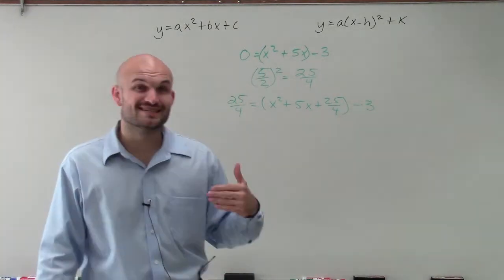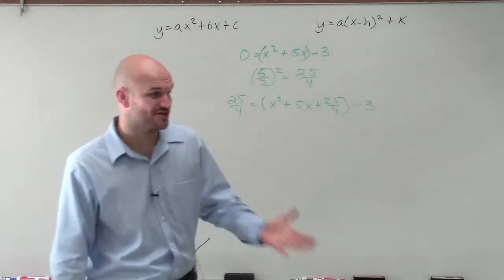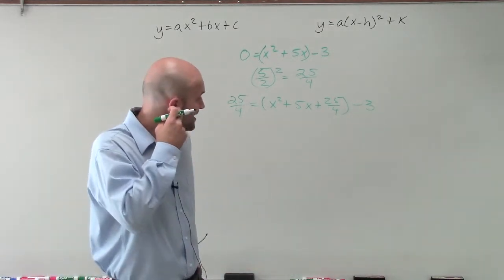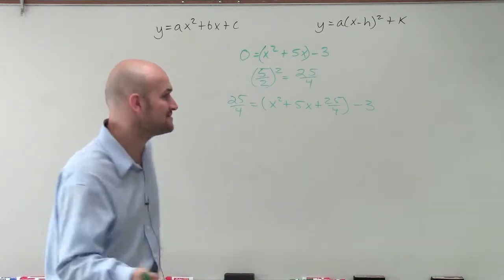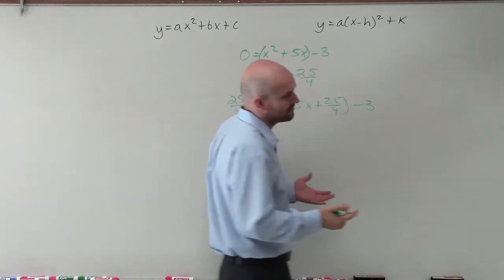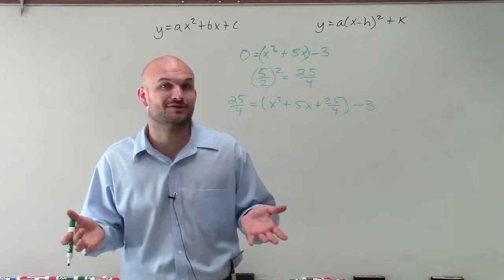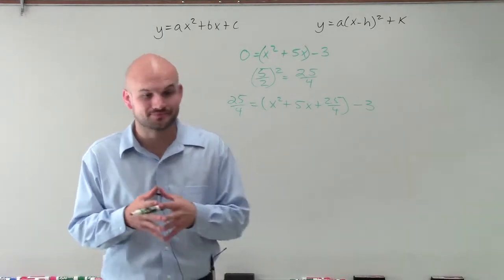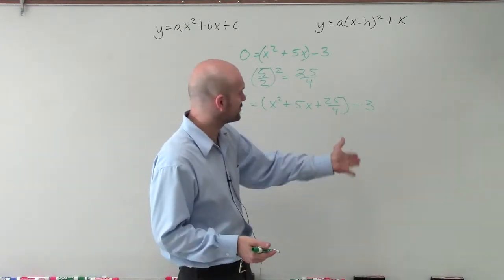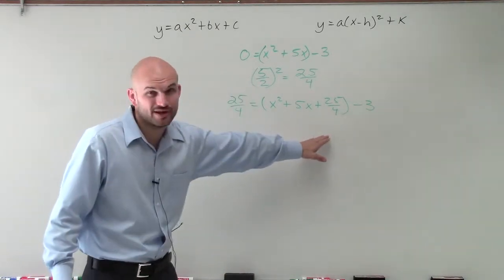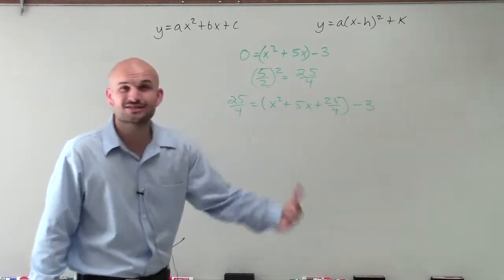Now, this is where it gets very confusing for a lot of students. They're thinking, okay, how do I now factor this? It was very simple when you had a perfect square trinomial with integers. We could go back and factor it by using our regular factoring technique. And you can still use your regular factoring technique for this, but a lot of students get kind of confused.